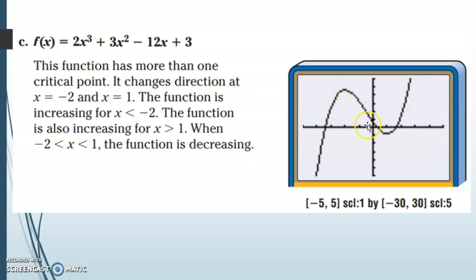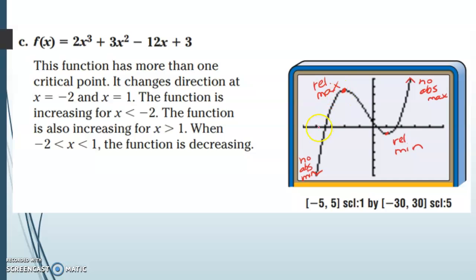All right, so this one has more than one critical point. You can look at here. Because it's going on forever, there is no absolute maximum. Because it's going on forever here, there is no absolute minimum. This is a relative max. This is a relative min. At x equals negative 2, and at 1 it changes direction. So there you go.